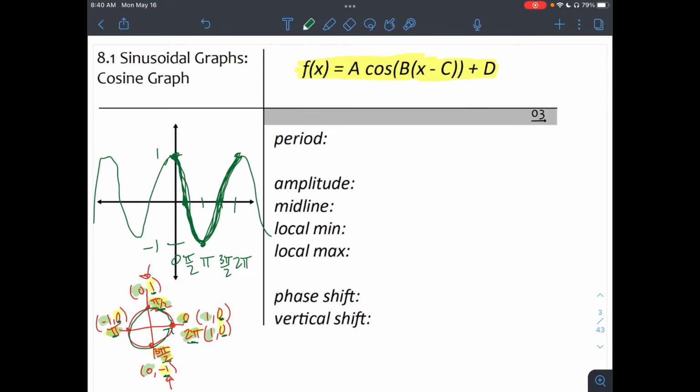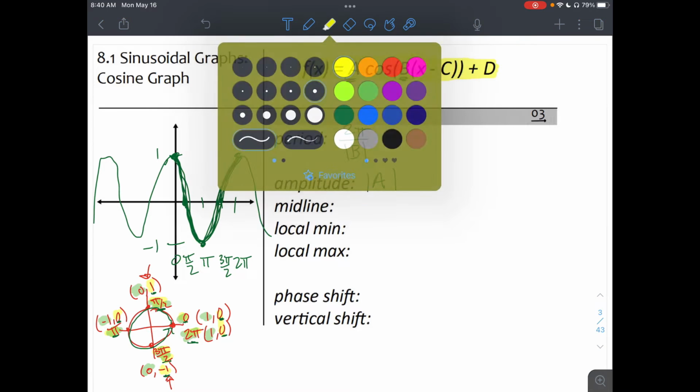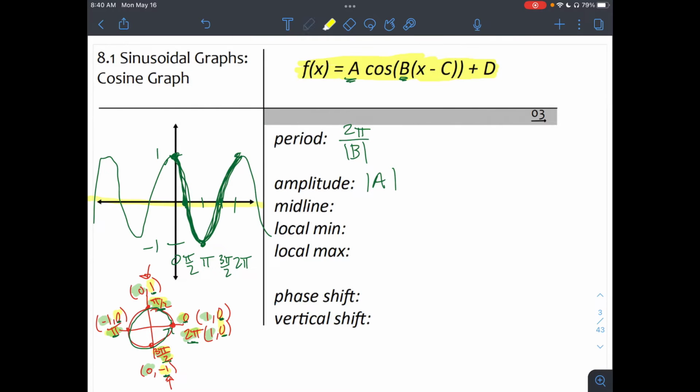Okay, so to find the period, you do the same calculations. You're going to take 2 pi and divide by the absolute value of your b. Once again, the b represents the number of cycles that that graph will pass through during a full 2 pi radians. The amplitude is the absolute value of your leading coefficient. The midline, which once again represents the line on which the graph oscillates, is given by your d value. It starts at y equals 0, but it's going to be a shift vertically with the graph.